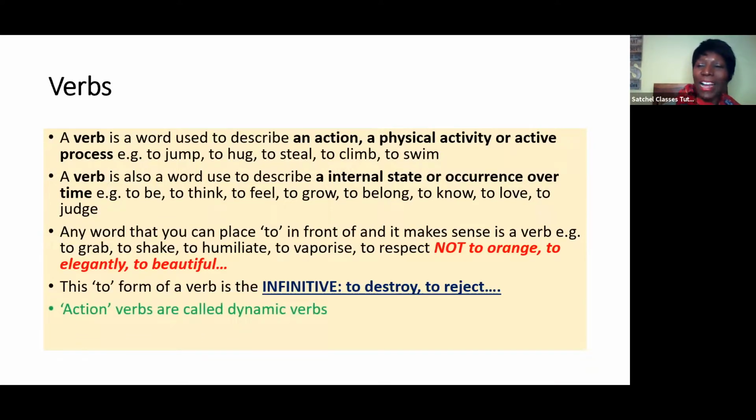And so action verbs, these physical activities or active processes that we can see, are called dynamic verbs, and being verbs, the ones that are internal states or occurrences over time, are called stative verbs.